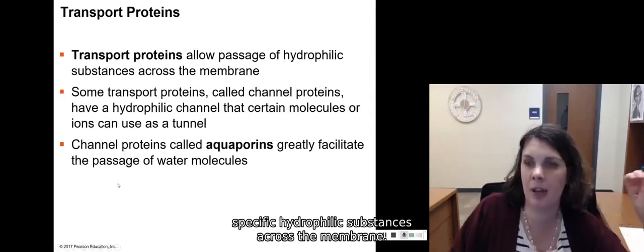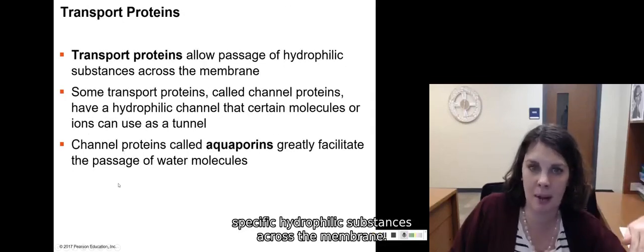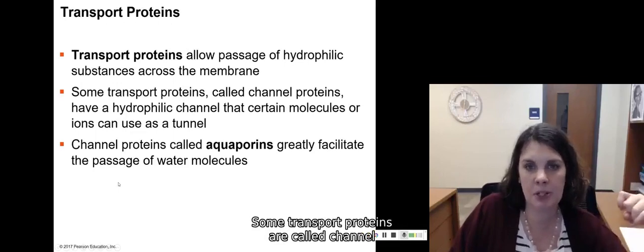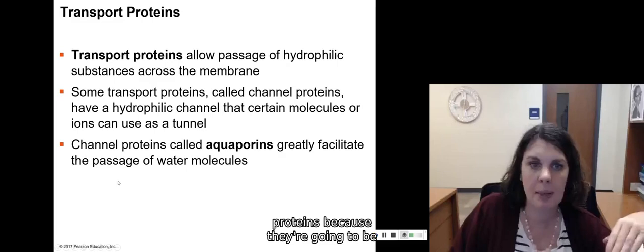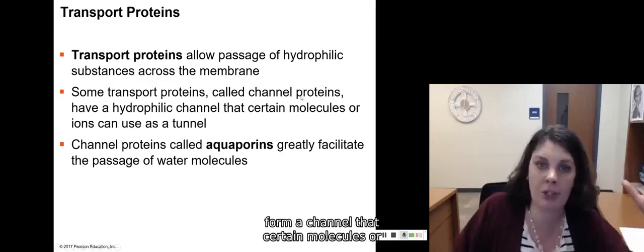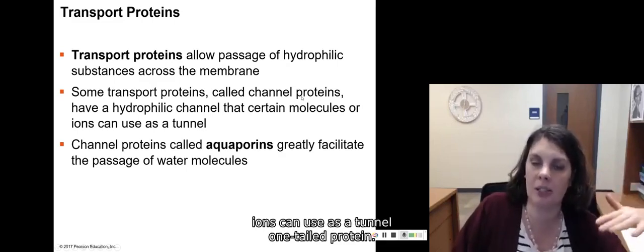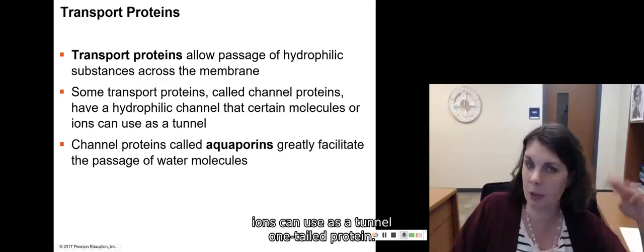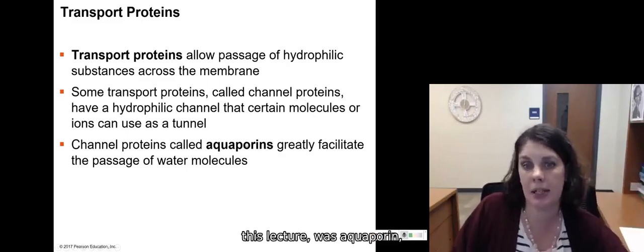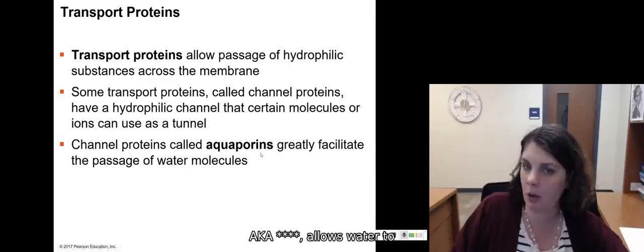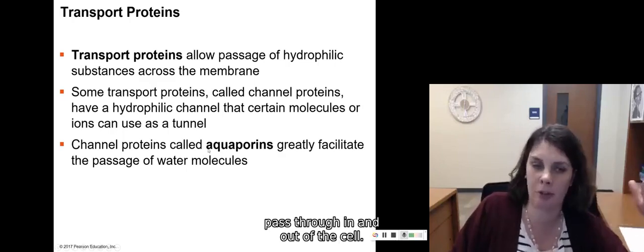Transport proteins will allow passage of specific hydrophilic substances across the membrane. Some transport proteins are called channel proteins because they're going to form a channel that certain molecules or ions can use as a tunnel. One channel protein we looked at the very beginning of this lecture was aquaporin. Aquaporin allows water to pass through in and out of the cell.